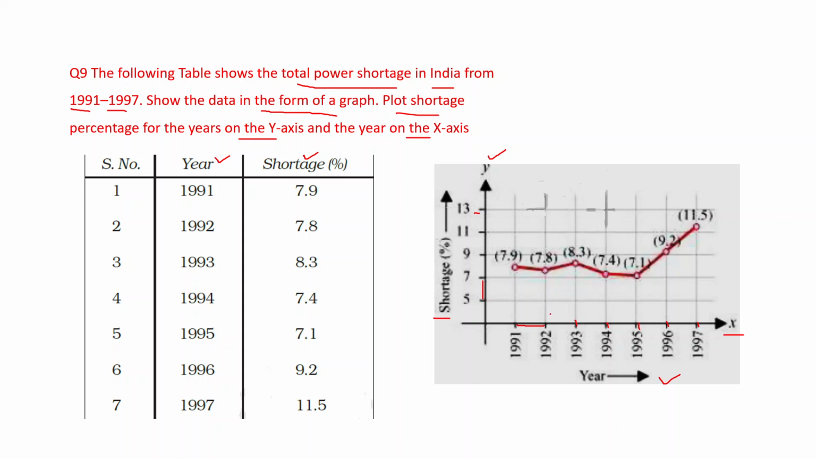Is it clear? Then at 91, the shortage is 7.9. So you can say this is 91. This is 7 and 7.9. In graph, you can clearly see that this is again divided into the small lines. Okay, so you can find out that 7.9 is this point. The same way, this one is 7.8. This is 8.3. This is 7.4. This is 7.1. Now this 96, this rises up to the 9.2. This is 9 and slightly above this 9.2. 97, this is 11.5.